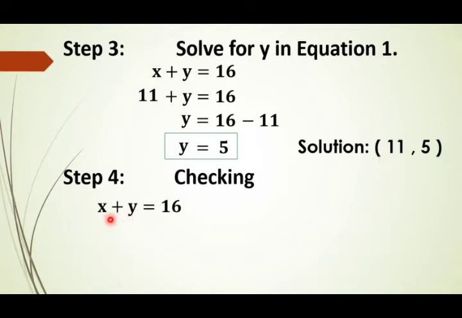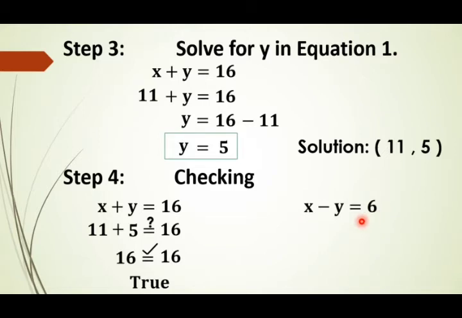Substitute 11 for x and 5 for y. 11 plus 5 equals 16. Therefore, 16 equals 16. The resulting statement is a true statement, therefore nasatisfy ng ordered pair 11, 5 yung first equation. How about the second equation?